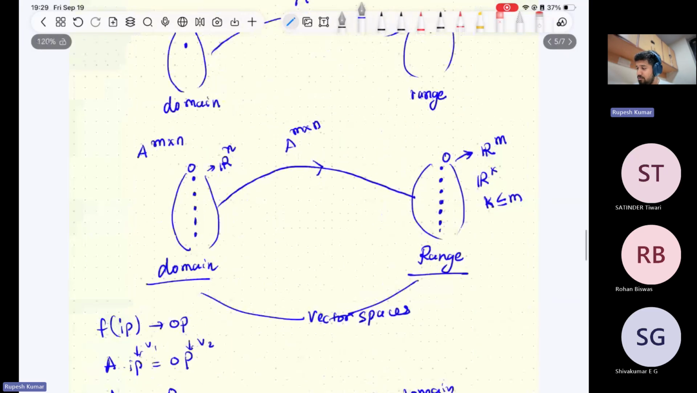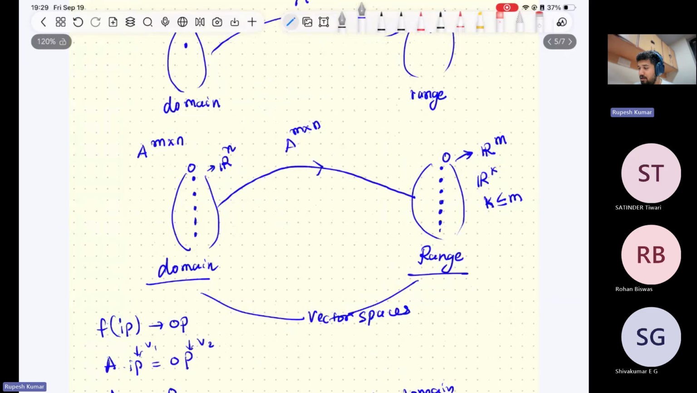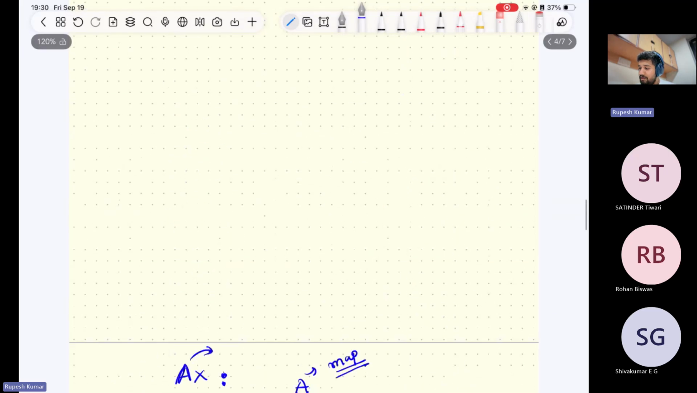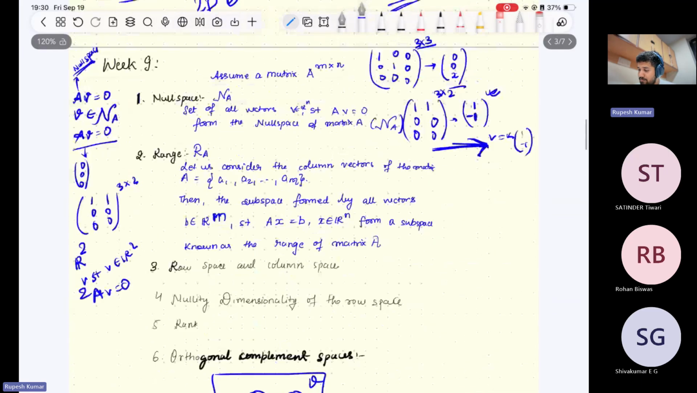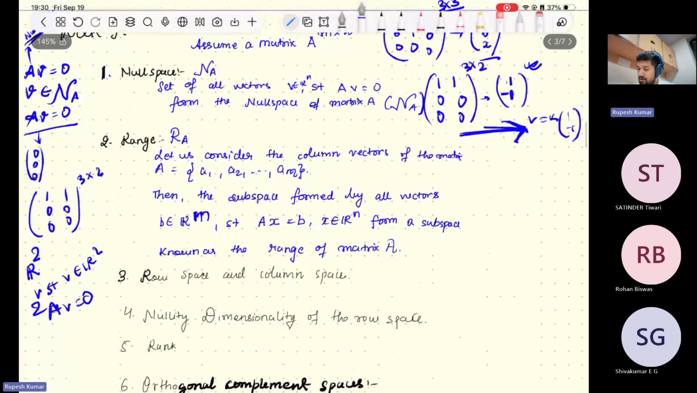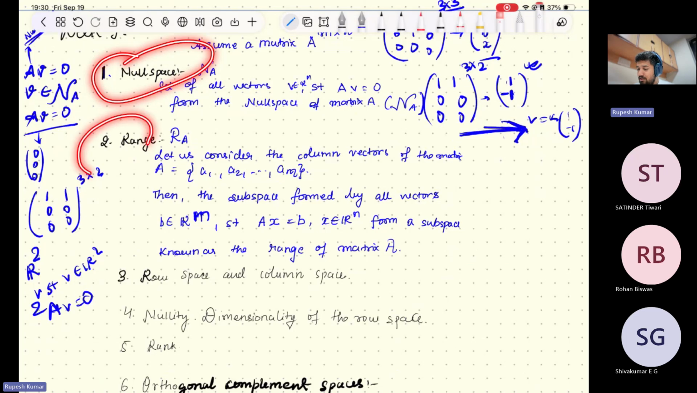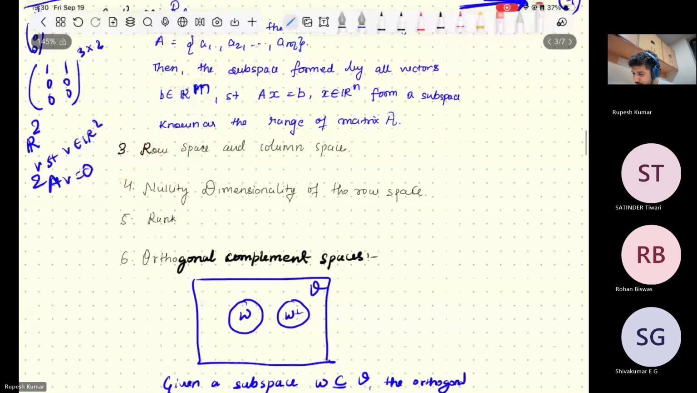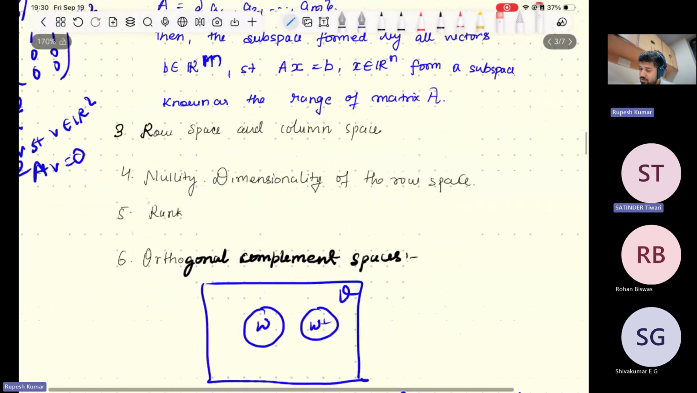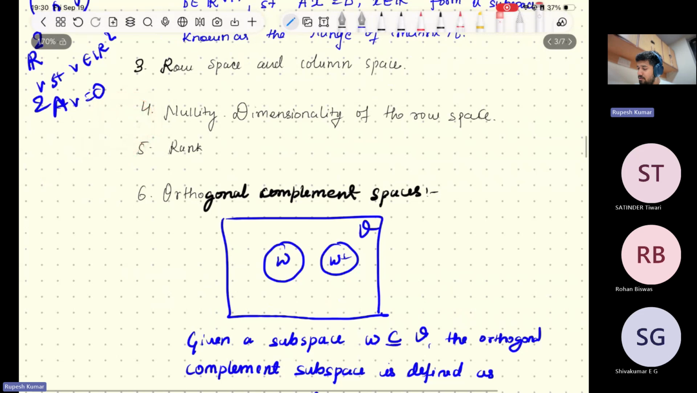So it's not that it spans the entire Rm space; it spans some subset, which can be equal to m or less than or equal to m. Fine. So this was the range space of a matrix. Then we saw the null space and the range. Then the third thing is row space and column space.